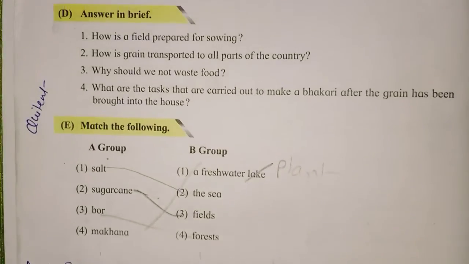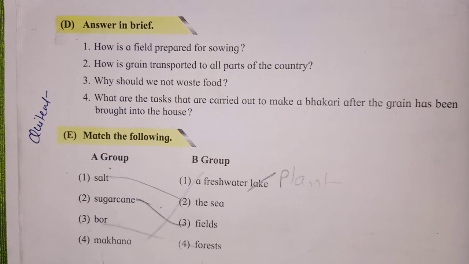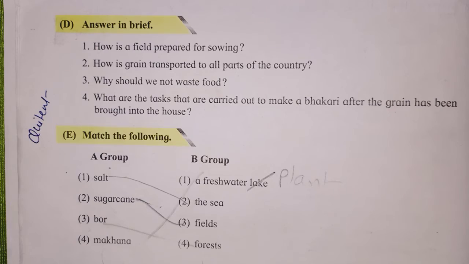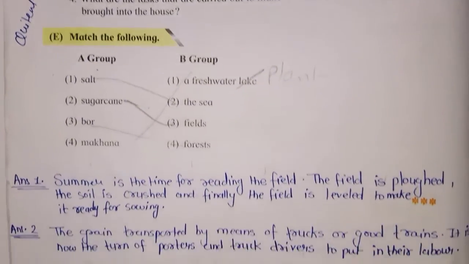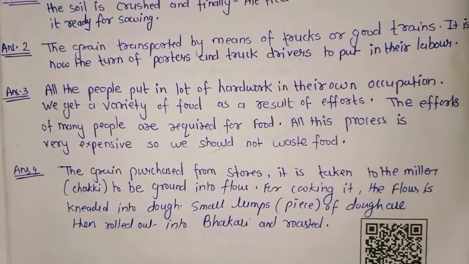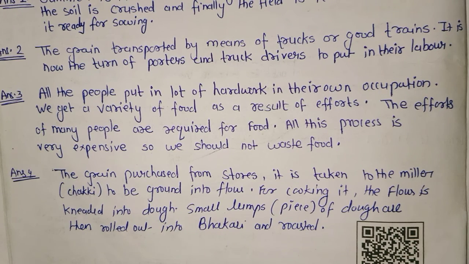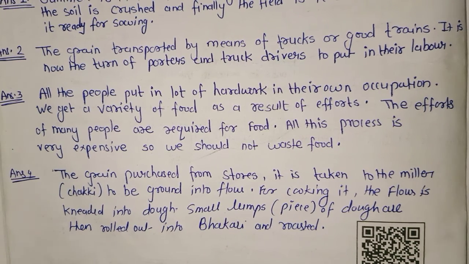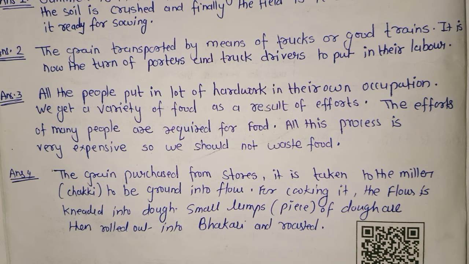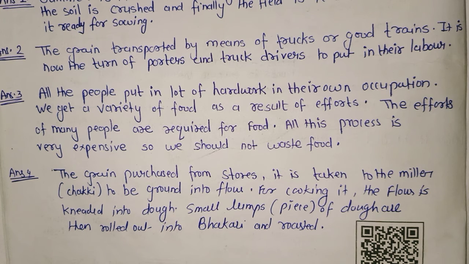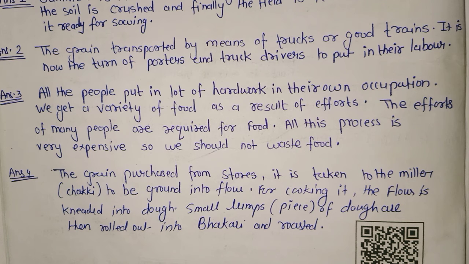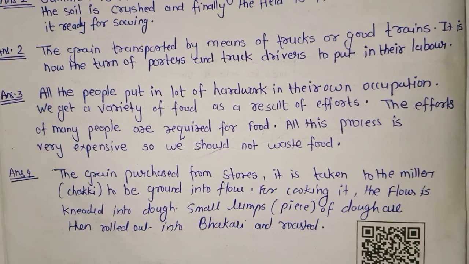Now, question number 4. What are the tasks that are carried out to make a bhakri after the grain has been brought into the house? Answer. The grain purchased from the store is taken to the mill, the chakki, to be ground into flour. For cooking it, the flour is kneaded into dough. Small lumps of the dough are then rolled out into bhakri and roasted.